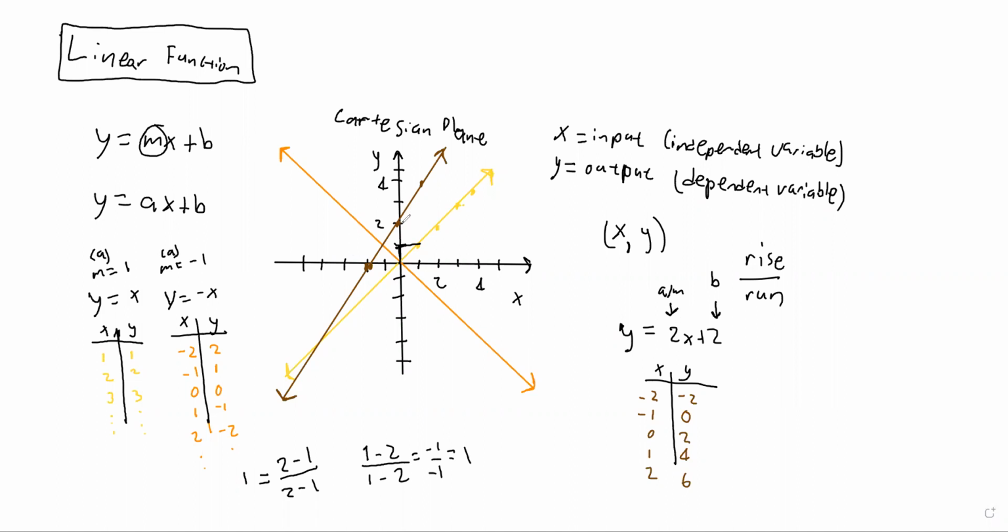But how do we know this? Well, let's go here. 1, 2, so 3, 4. 2 divided by 1 equals 2, which equals a. And there you go. Those are the basics of the linear function.